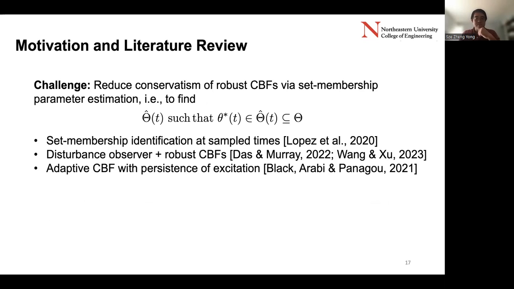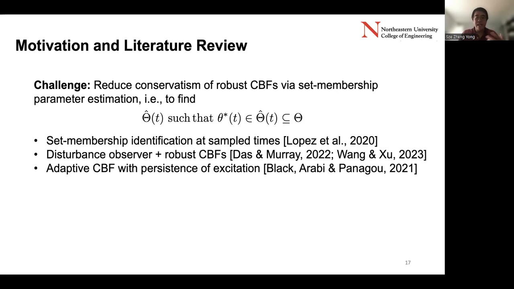So we also have the challenge of reducing the conservatism of robust CBFs, and that's where we will bring in set membership parameter estimation. Basically, we want to estimate the set of possible parameters that we don't know, and we want to make sure that the true parameter, which can be time varying, is within the set that we are computing.